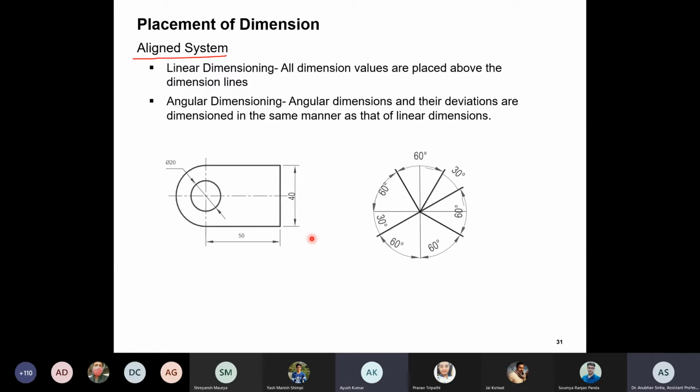Sir, where do we use the aligned system and where do we use the unidirectional system? The voice is not clear. Can you please speak a little louder?